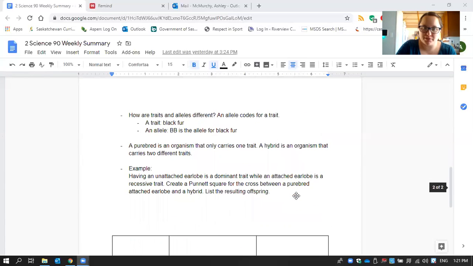Okay, almost done here. And we're actually going to do an example together about our Punnett square, and I'll unmute you guys and we can do this together.